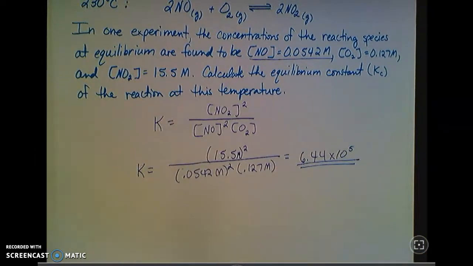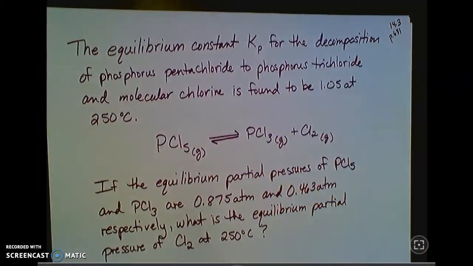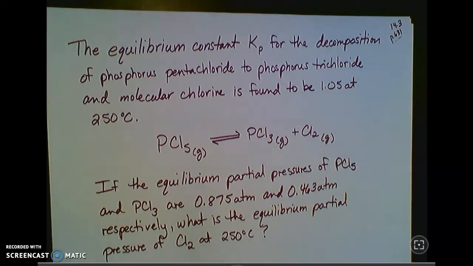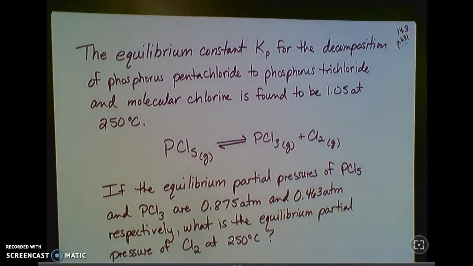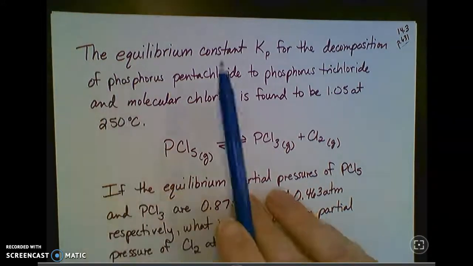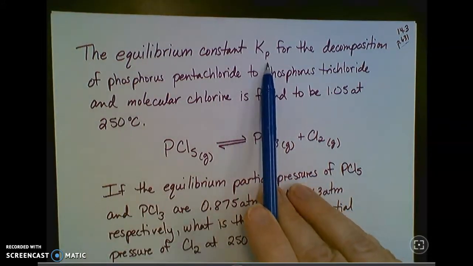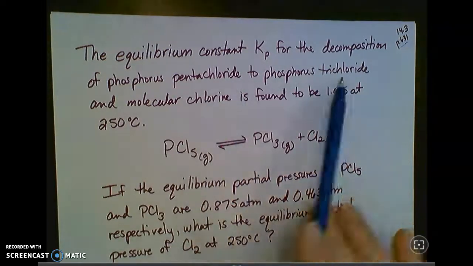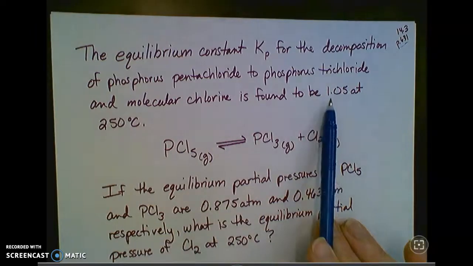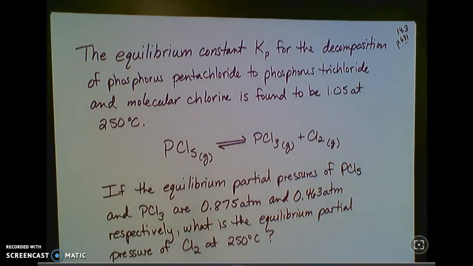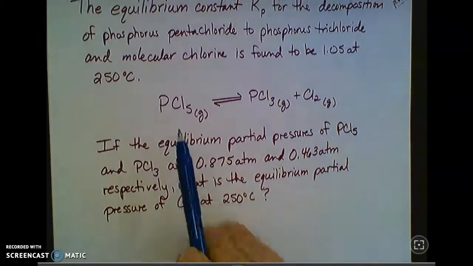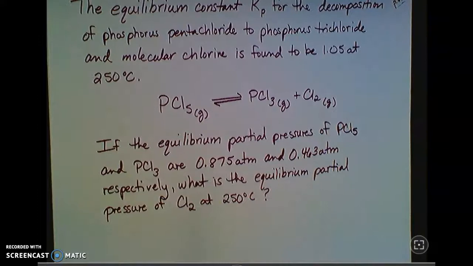All right, we'll move on to another problem just to show you a couple of possibilities here. This is example 14.3. It's on page 631 in your textbook if you want to look at that one. So here's your question. The equilibrium constant Kp, so this is in terms of pressure, for the decomposition of phosphorus pentachloride to phosphorus trichloride and molecular chlorine is found to be 1.05 at 250 degrees Celsius. So now they're giving me the constant. And here is the equation.